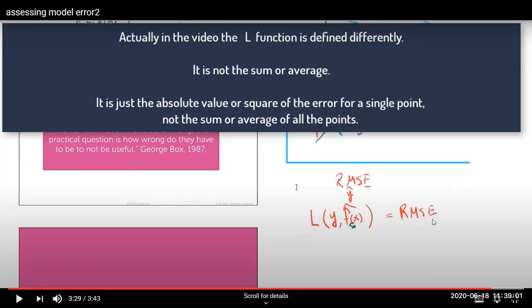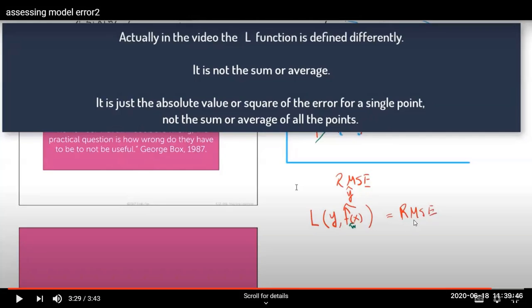So remember, what does the E stand for in RMSE? Error. What does the S stand for? Square, squaring. What does the M stand for? Mean. And what does R stand for? Root, taking the square root. So once again, what does E stand for? Error. What does S stand for? Square. What does M stand for? Mean. And what does R stand for? Root. Okay, good.